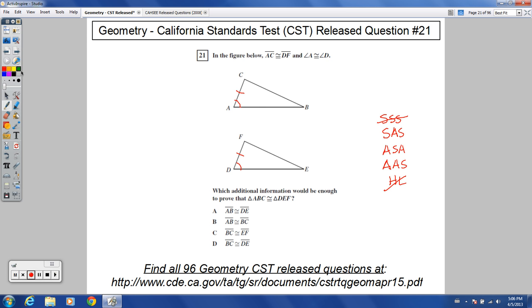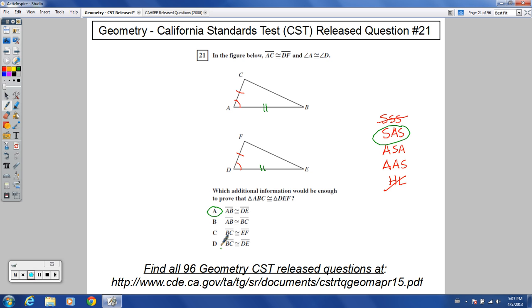So I'll use my green now and just do this as additional information. Would this be enough? AB. If AB was congruent to DE, would that be enough to prove that the triangles are congruent? I look at that and I see side, angle, side matching up with side, angle, side. That looks like that one to me right there. So to me it looks like that's the appropriate answer, the correct answer. So choice A would be enough.